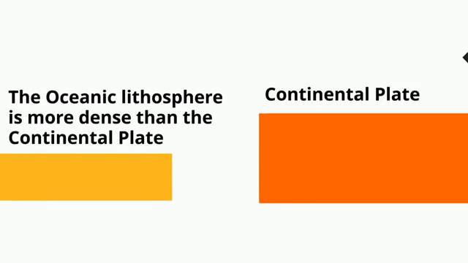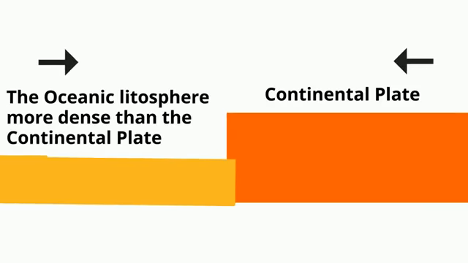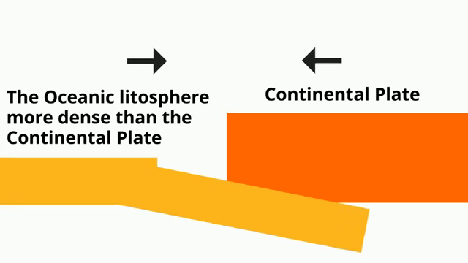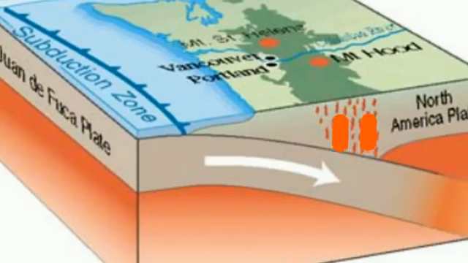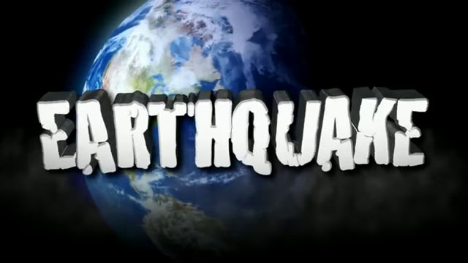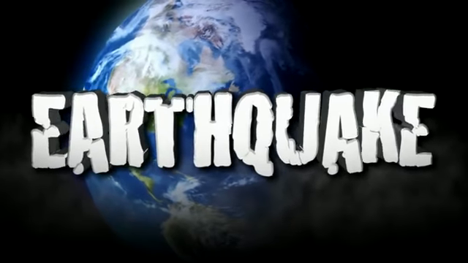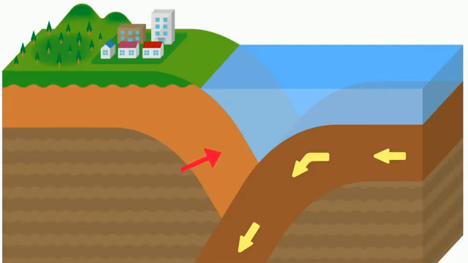The oceanic lithosphere has a greater density than the continental lithosphere, and as it collides with the continental crust, it subducts underneath the continental lithosphere. As it sinks, magma is formed and begins to rise to the surface and may form volcanic mountains. Earthquakes may also occur, and deep trenches may be formed.